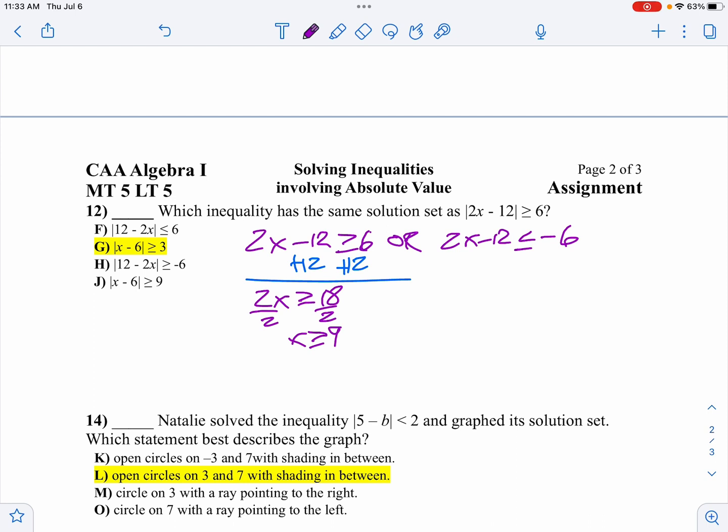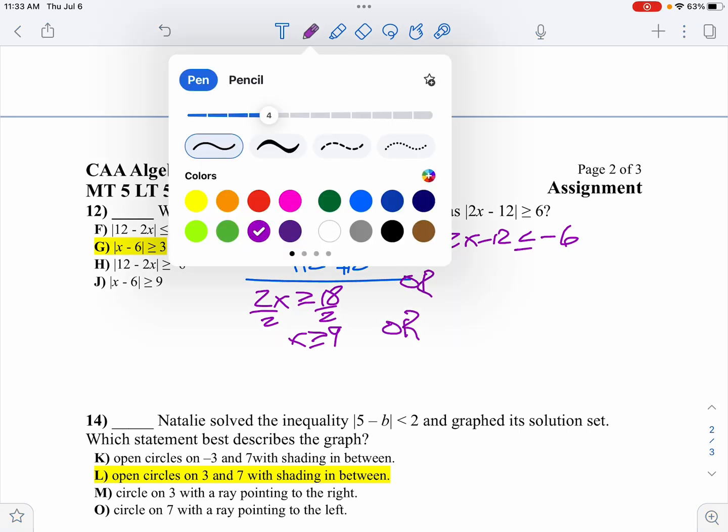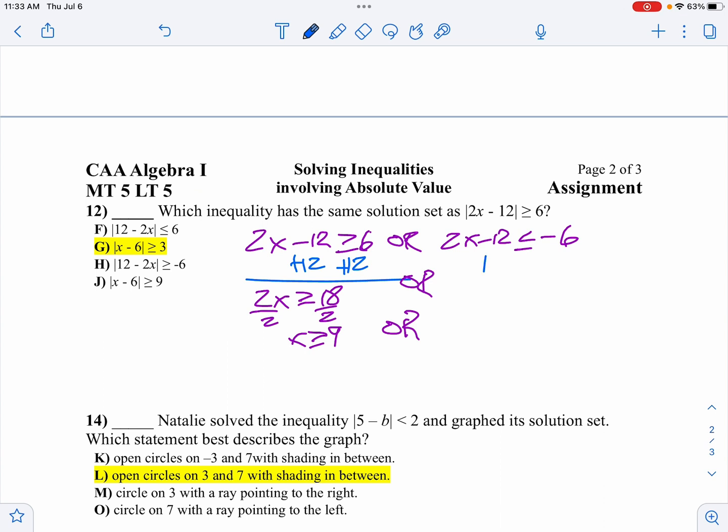Then we'll take a look at the second part. And we go through the same process. We're going to add 12 to both sides. So in this case, we'll get 2x is less than or equal to 6. Divide by 2. X is less than or equal to 3. Now, which one of these is going to have the same solution as this problem?